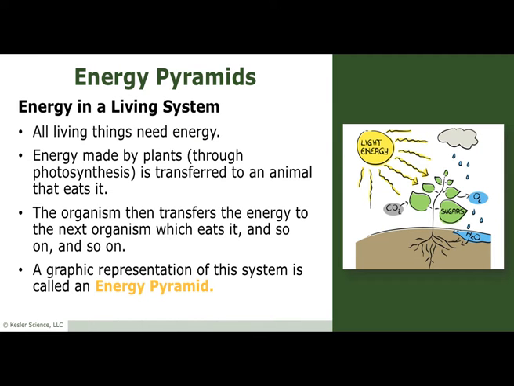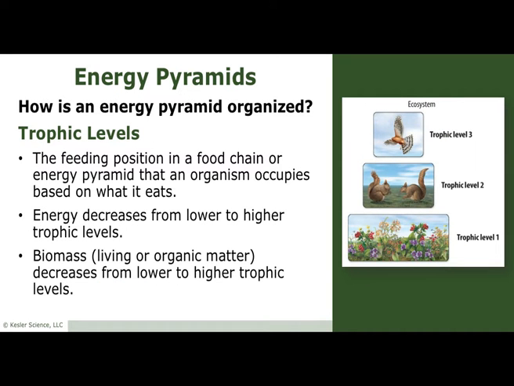So let's talk about our energy pyramids. Again, you should think back to what we learned last chapter. We talked about it in the last section about how all living things need energy. Energy is made by plants that get their energy directly from the sun. Animals get their energy from eating other animals and plants. And a way to show this is through an energy pyramid.